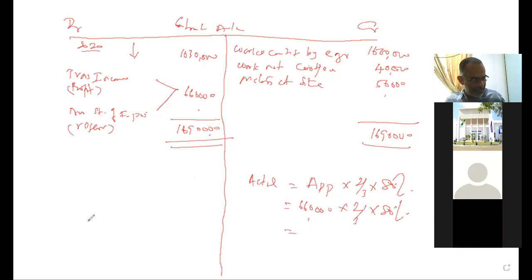352. Yeah. 352,000 would go to the P&L account as a profit. Balance of 308,000.